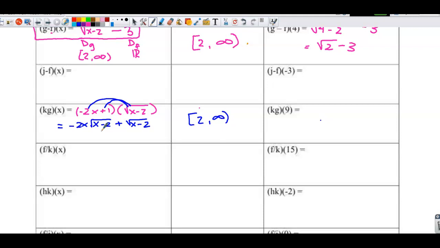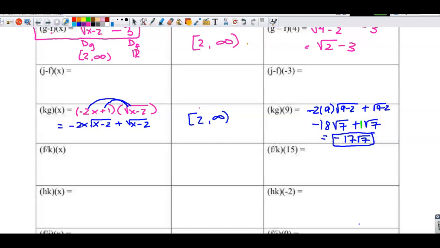Now it says K times G of 9. So I'm just going to put that in. That's negative 2 times 9 times the square root of 9 minus 2 plus the square root of 9 minus 2. That's going to be negative 18 times the square root of 7 plus the square root of 7. And actually, you can add this. This is negative 18 square root 7 plus 1 square root 7. You can add those together. This is going to equal negative 17, because negative 18 plus 1 is negative 17, times the square root of 7. And that's the answer.